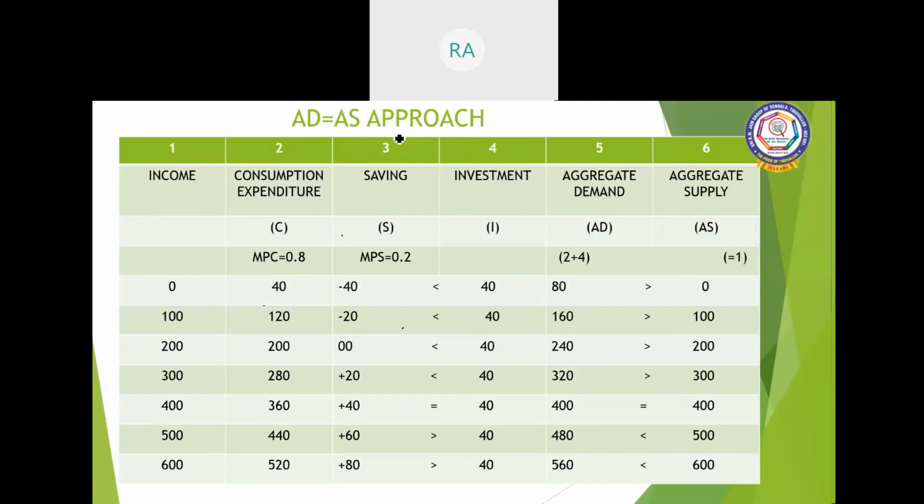Let us understand the ADAS approach using this table. So this tabular presentation gives you a clear picture of AD is equal to AS approach. Let us assume that the autonomous consumption expenditure is 40 crores. This is the autonomous investment.